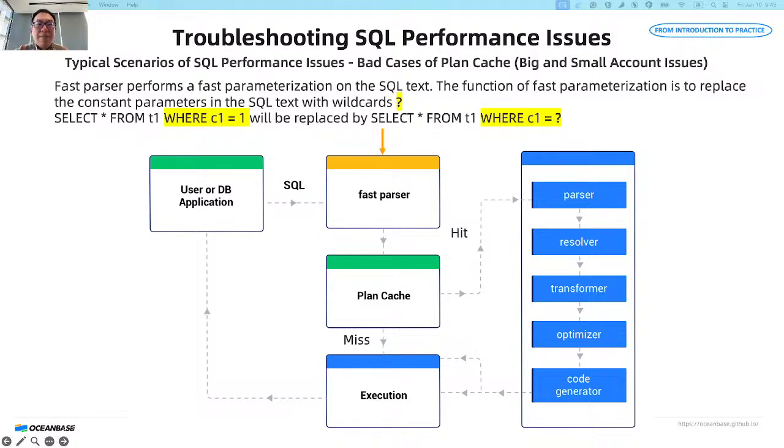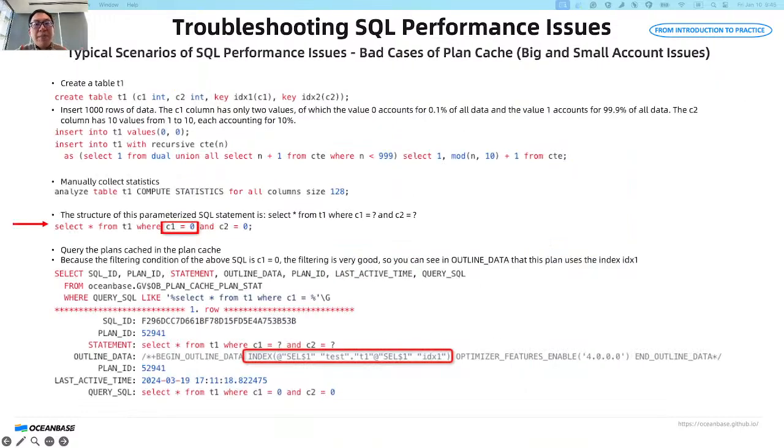Here we take an example. Let's create a table T1, where the C1 column contains only two values, 1 and 0, with counts of 999 and only 1. And the C2 column has 10 values from 1 to 10, each accounting for 10%. Then manually collect the statistics of this table.